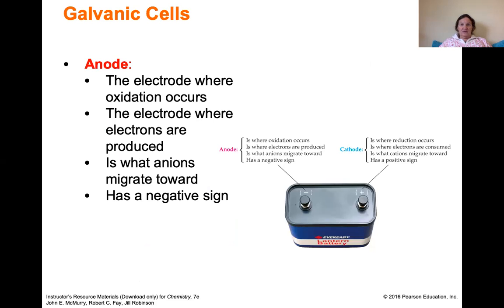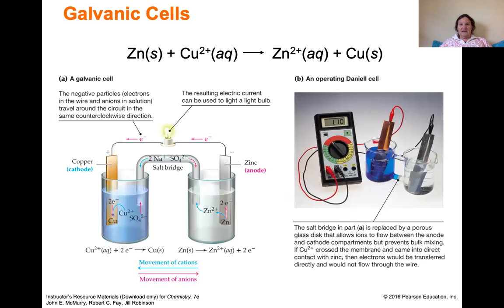The electrode where electrons are produced is what anions migrate towards, and it has a negative charge. So anions migrate towards the anode because electrons are leaving that side of the cell and going to the other one. So we're losing negative charge in that case.